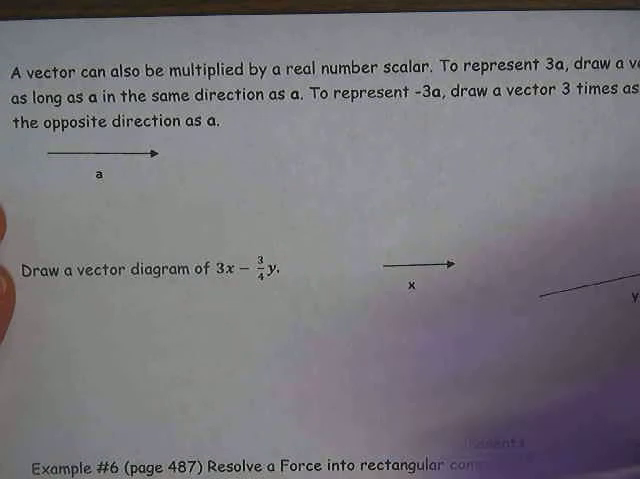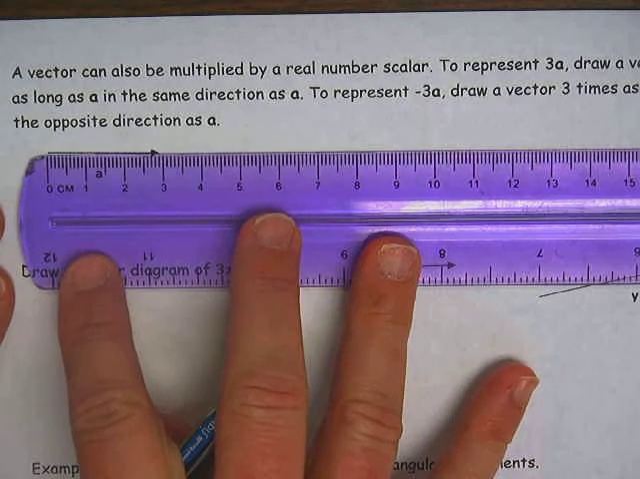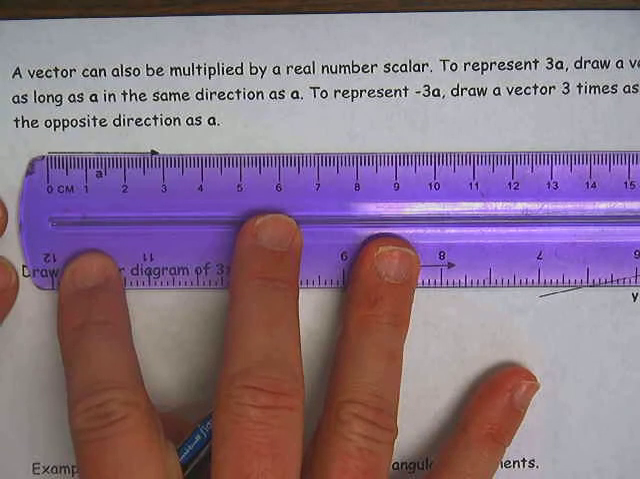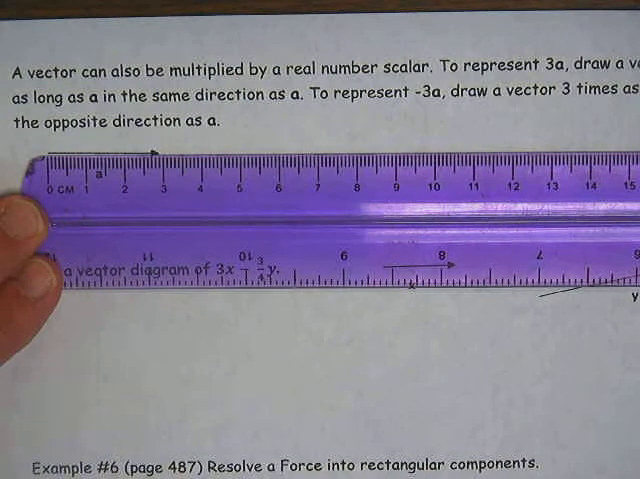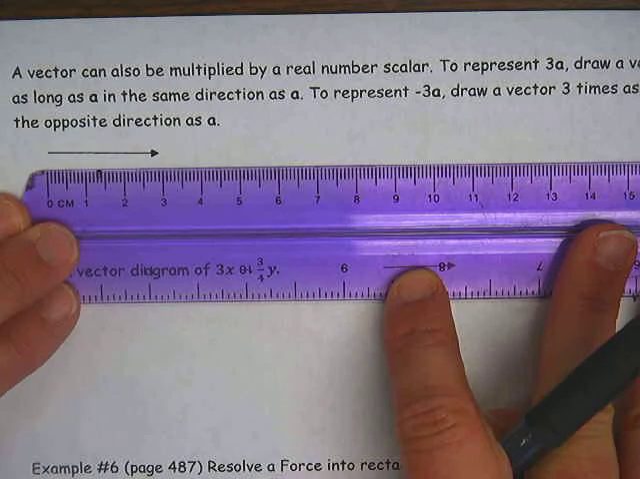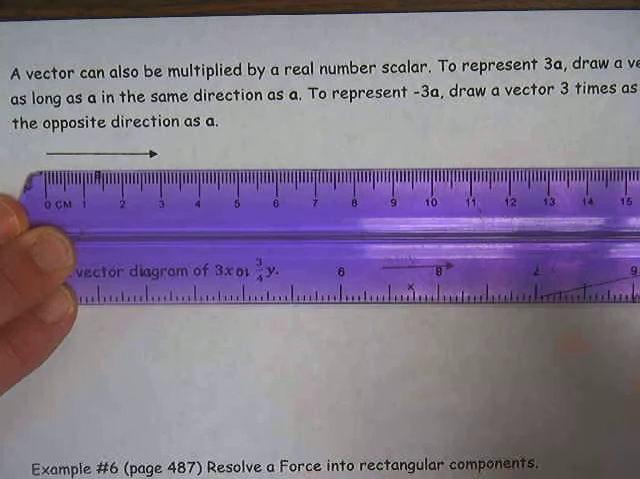So you would measure a, and a is approximately 2.8 centimeters, and so we would multiply 2.8 times 3, which is 8.4, and we would draw a vector in the same direction. So I want to make sure it's parallel here.